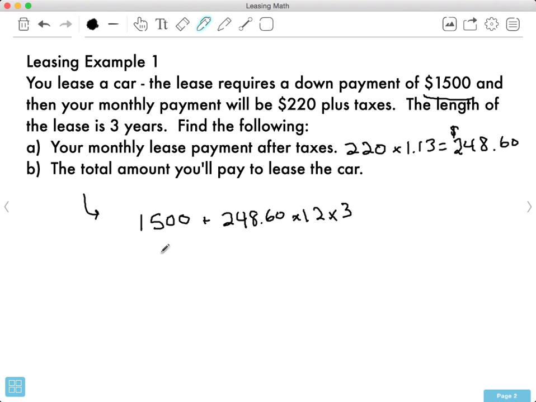And what you end up getting is, I just tried it on my calculator and pressed the wrong button. What you end up getting is $10,449.60. That is the total amount you'll pay to lease the car. So at the end of the 3 years, you'll have paid just over $10,000. You'll bring the car back to the dealership, and assuming you follow their rules about mileage and the condition the car is in, you'll return the car, and that's how much money you'll have spent to use it for 3 years.